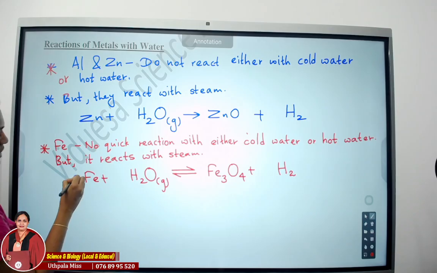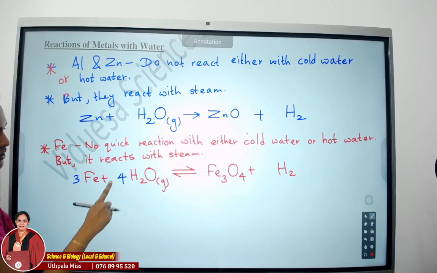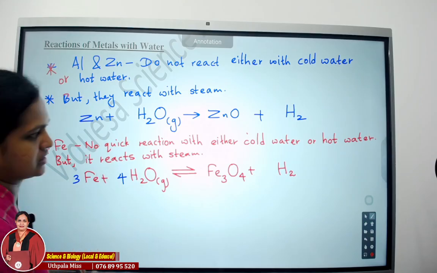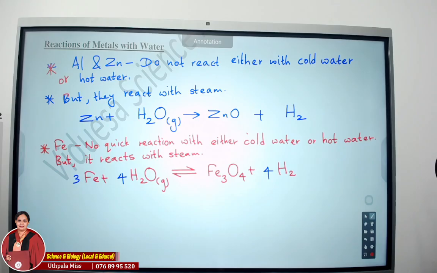Fe3, so I can put 3 in front of iron. O4, therefore I can put 4 in front of water. So hydrogen: 4 into 2 is 8. Therefore I can put 4 hydrogen here. Right? You're doing balancing now, aren't you?